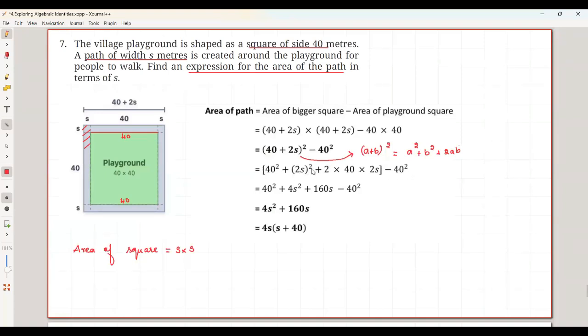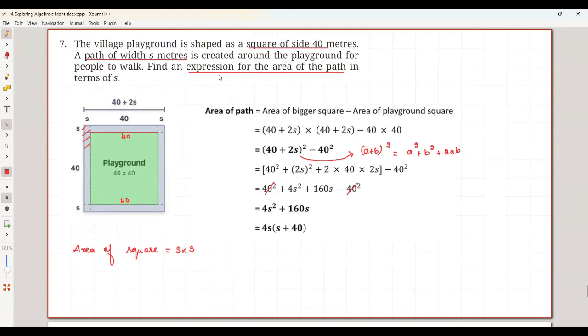Now 2 square is 4, s square is s square, and 2 times 40 times s: 2 fours are 8, 8 twos are 16, so 160s, minus 40 square. Now plus 40 square minus 40 square gets cancelled. The balance is 4s square plus 160s. For both, 4 and s are common. If you take 4s outside, s plus 40 is the answer: 4s into s plus 40.